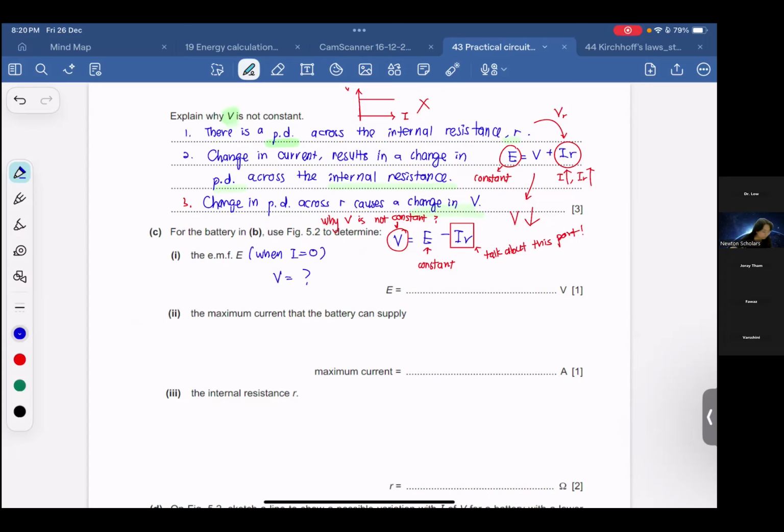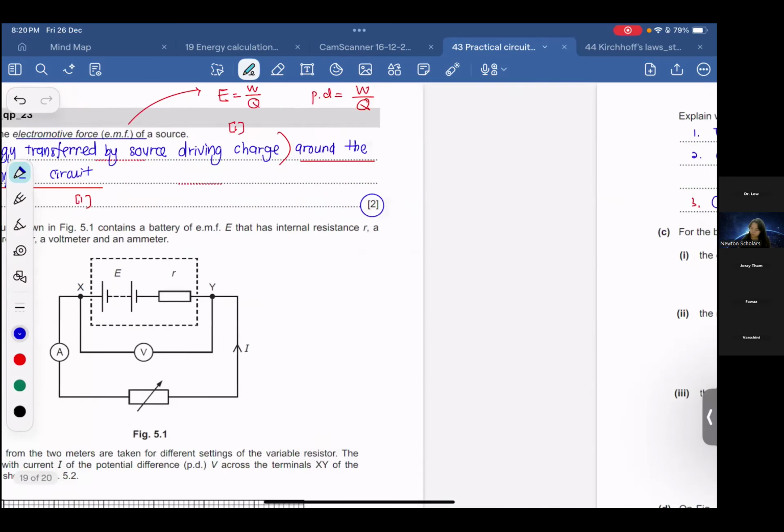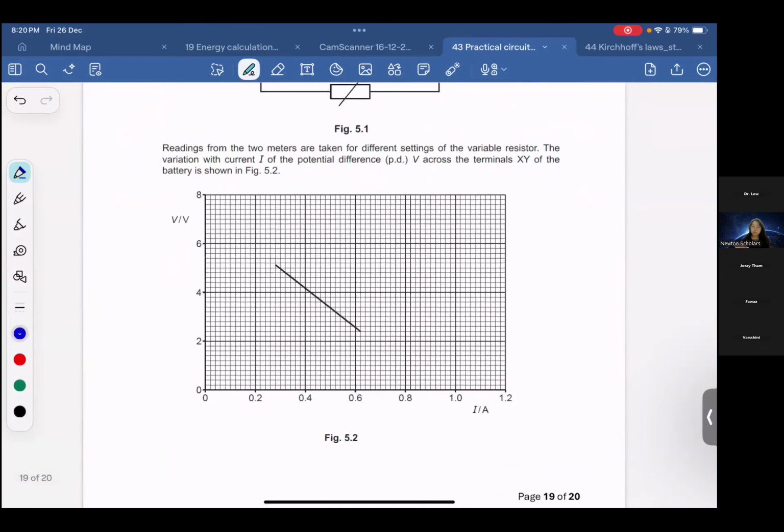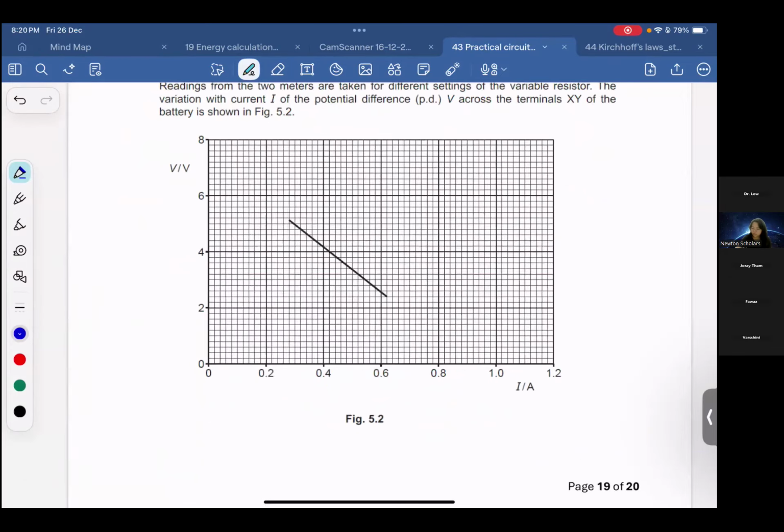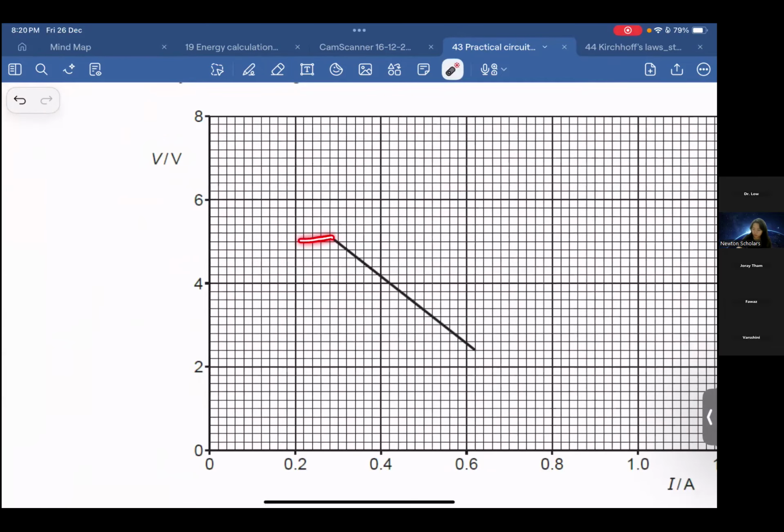Manjo, no. Manjo, read the scale again. Dear, you must be very sure. You cannot straightly read from here and then go here. EMF is when current is zero. So when current is zero, here, what is your voltage? So you have to extend your line.